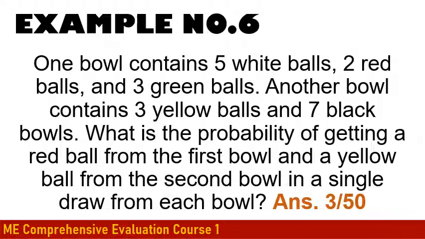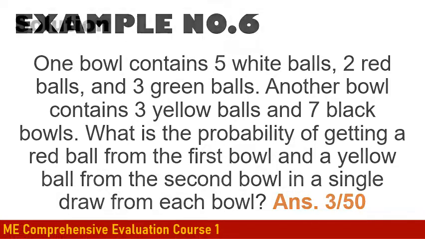For example, we have one bowl that contains 5 white balls, 2 red balls, and 3 green balls. Another bowl contains 3 yellow balls and 7 black balls. What is the probability of getting a red ball from the first bowl and a yellow ball from the second bowl in a single draw from each bowl? If you examine this problem, there are 2 separate bowls and we would draw separately from each. Thus, the event A would not affect the event B, or the drawing of the ball from the first bowl would not affect the result of drawing from the second bowl.